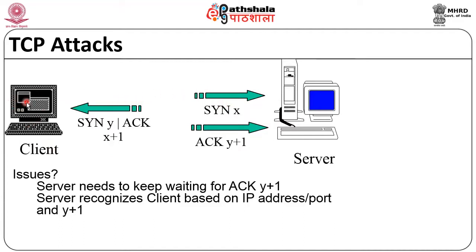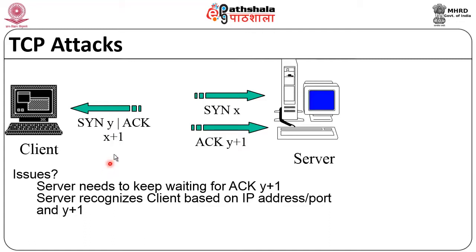Usually the three-way handshake means the client first requests the service with a SYN packet, X. Then the server replies with Y plus the acknowledgement X plus 1 to indicate that it received the SYN. Then the client replies with ACK Y plus 1 to indicate that it received the SYN Y from the server. This is the normal process before the actual connection is established between the server and the client for browsing, email, or anything. Any application will use TCP as its transport layer protocol for establishing a connection.